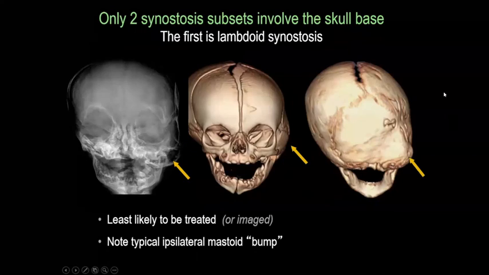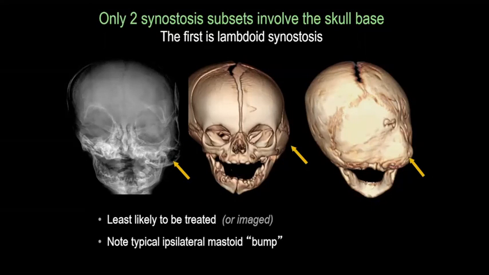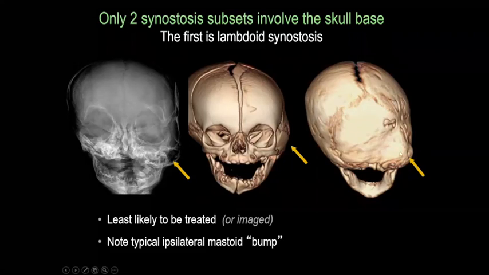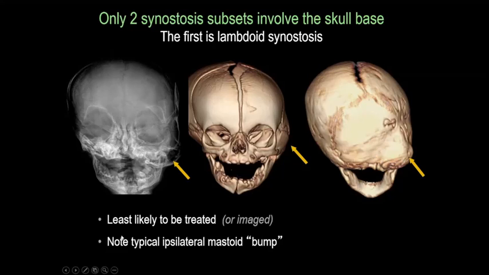Now, there are only two synostosis subsets that involve the skull base. The first is going to be the lambdoid suture, and here you can see the enchondral portion of the supraoccipital bone, and it's the least likely to be treated or imaged. Note the ipsilateral mastoid bump, which is the typical finding on plain film and on your 3D CT here and here.